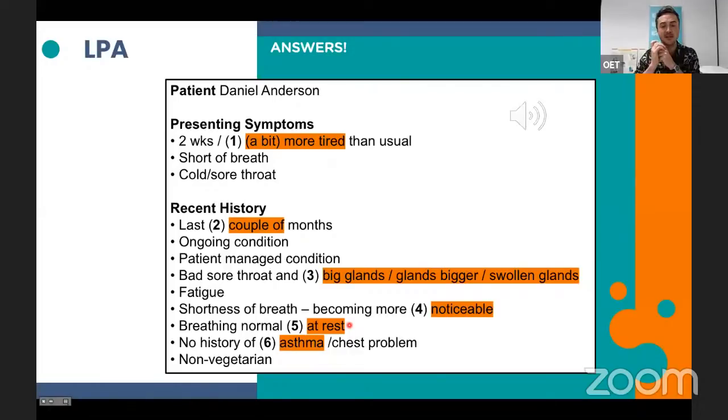Typically, 9 out of 10 times it's going to be the patient that says the word or the short phrase. However, in this instance, it was the doctor who said it. And what's your breathing like at rest? And he said, yeah, pretty normal, something like that. Last one was asthma.